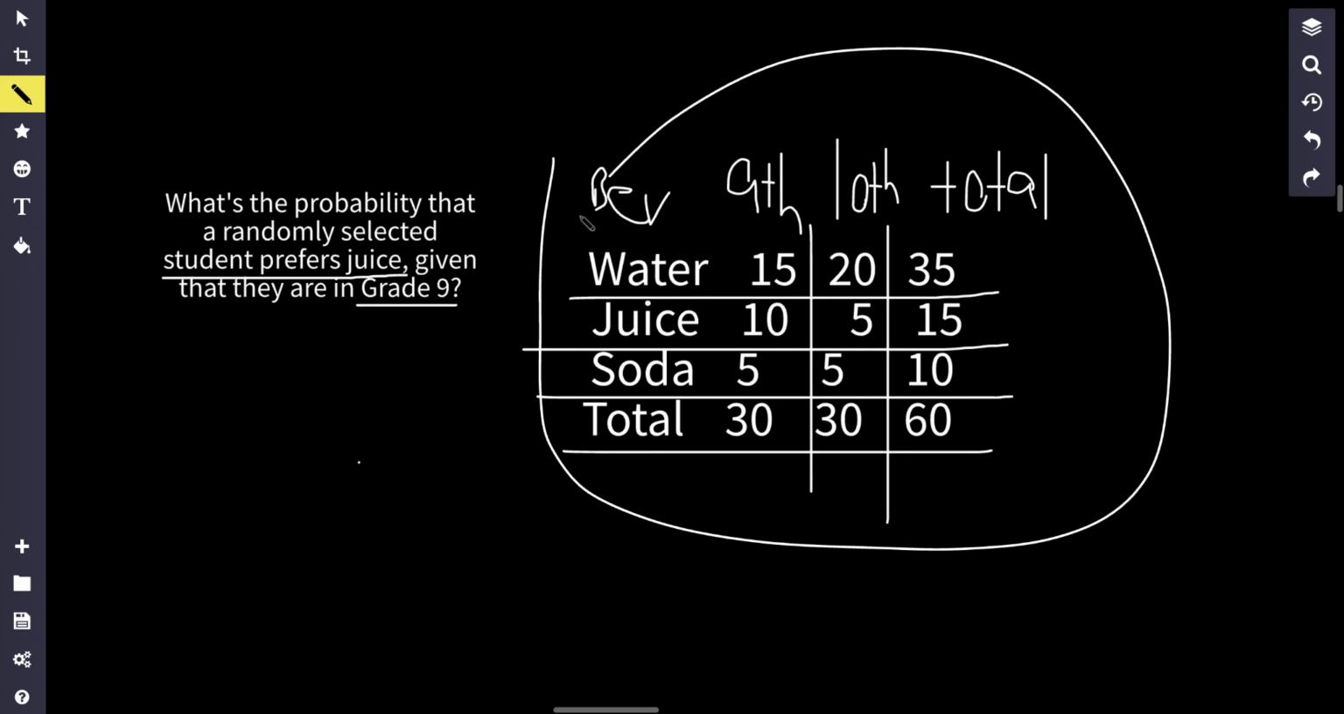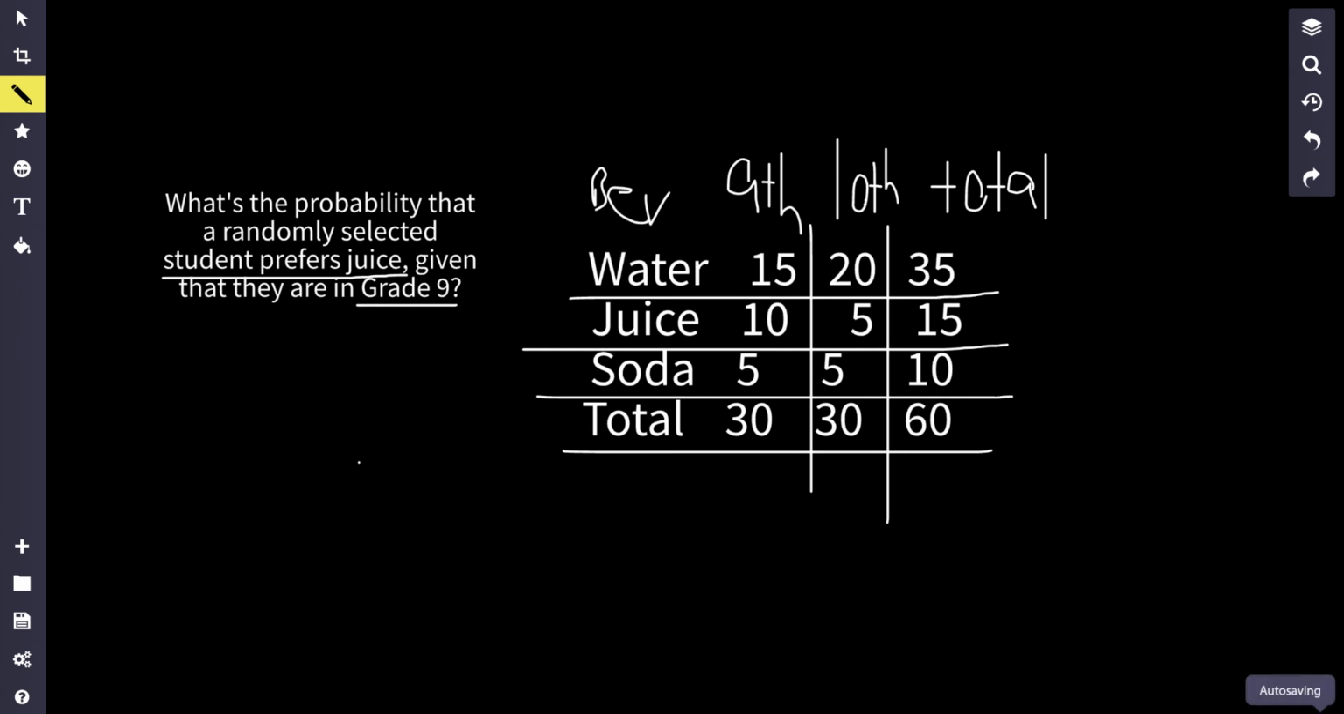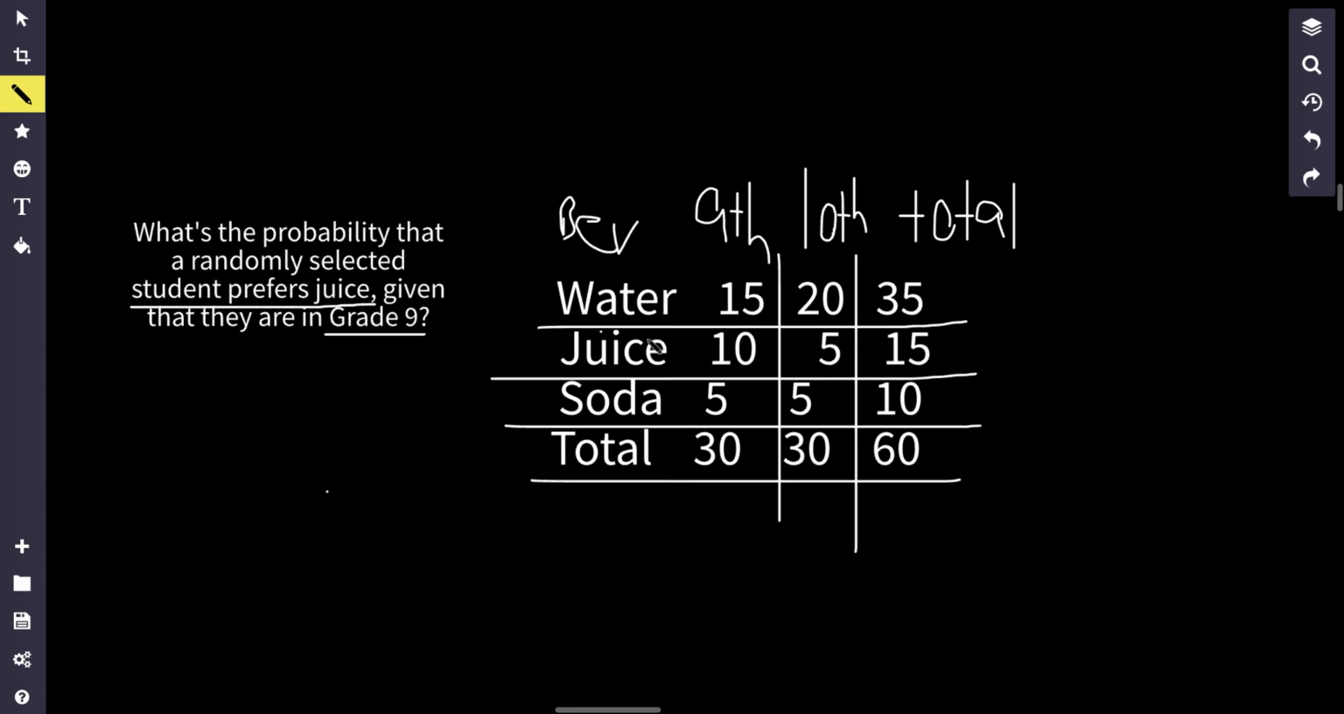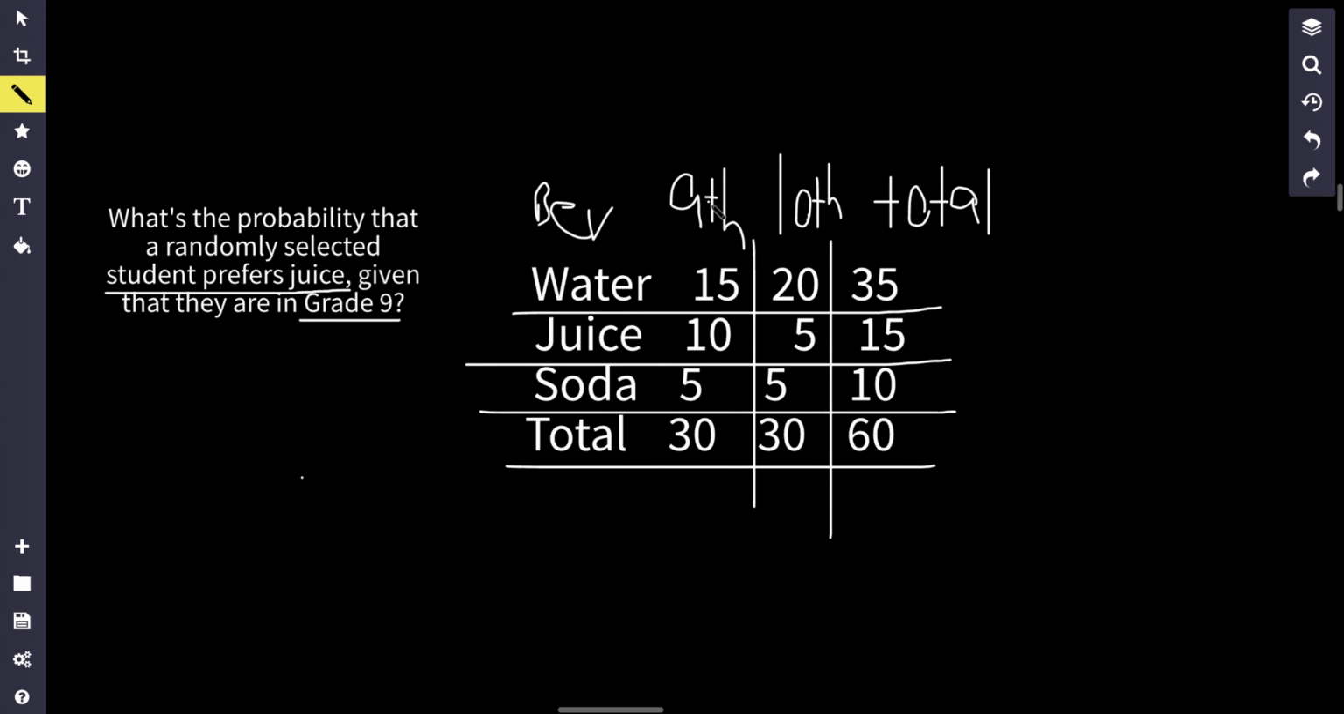Okay, given that they're in grade 9. Now, how can we solve this using tables? So this right over here is basically conditional probability, but you're using a table. This table has 9th graders and 10th graders, and gives how many 9th graders like water as their favorite drink, and how many 10th graders like water as their favorite drink. That's 20. So 15 plus 20 gives me 35 total students that like water.